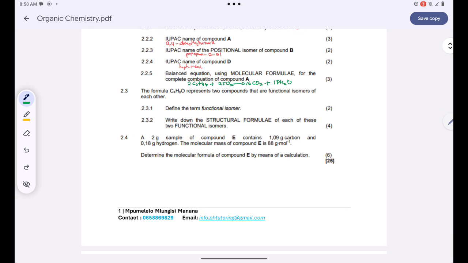Okay, and then 2.4. We are told that a sample of compound E contains 1.09 grams of carbon and 0.18 grams of hydrogen. The molecular mass of compound E is 88. We are supposed to determine the molecular formula of compound E by means of calculations.